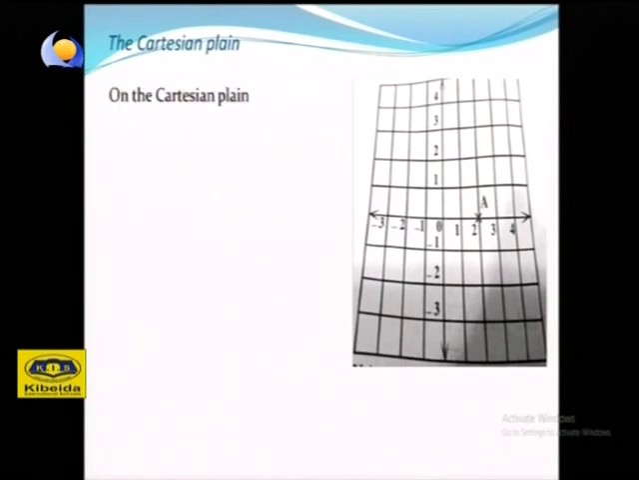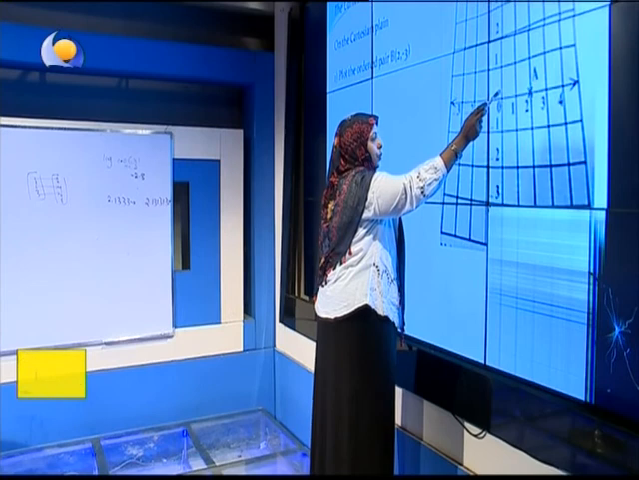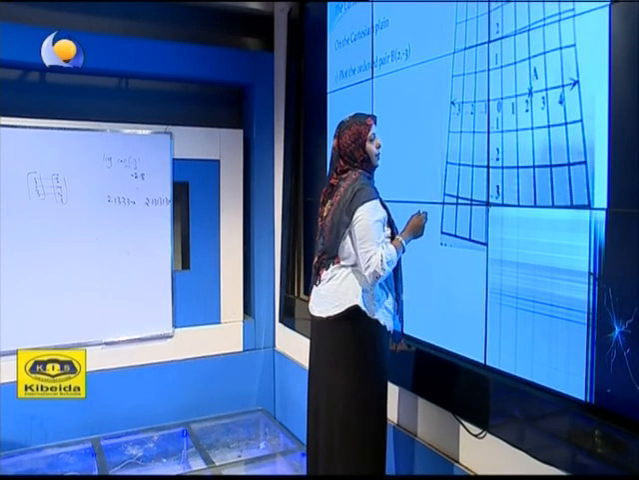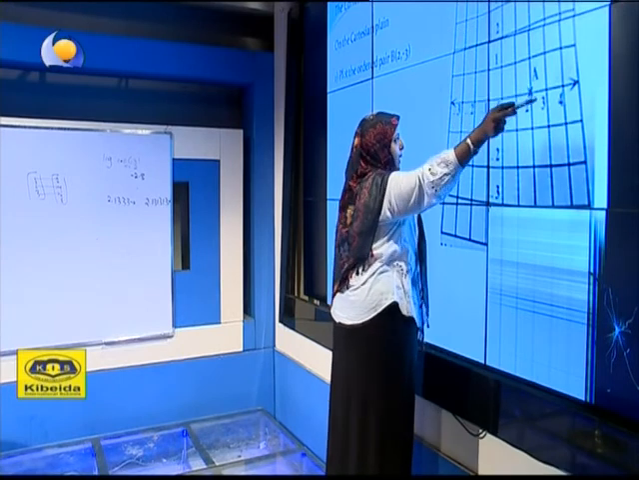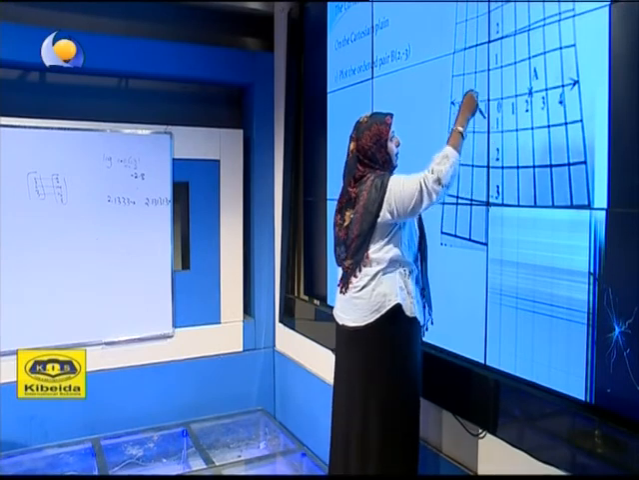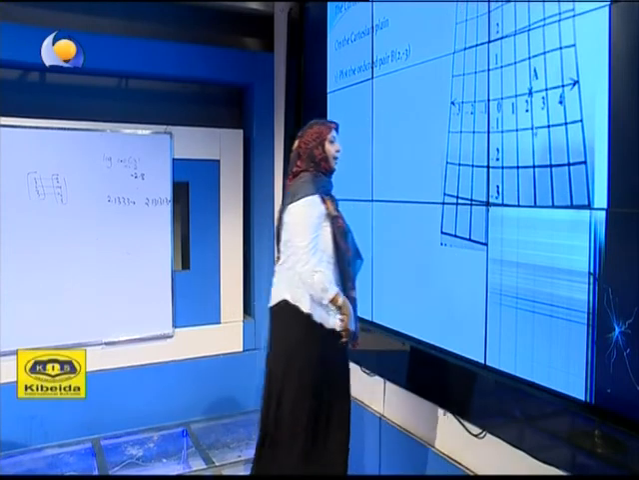Here is chapter 5, the Cartesian plane and the simultaneous equations. We call this the Cartesian plane, and this is the origin point. Coordinates are 0 and 0. This is the x-axis, and then the y-axis. Positive x's, y-axis, and then up are positive y's, down are negative.